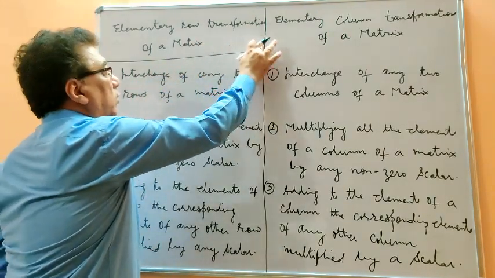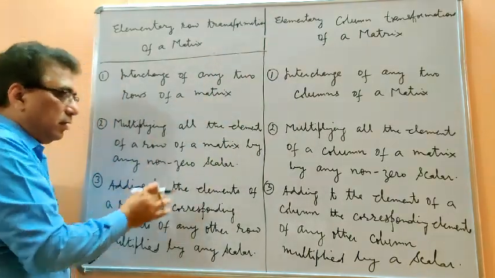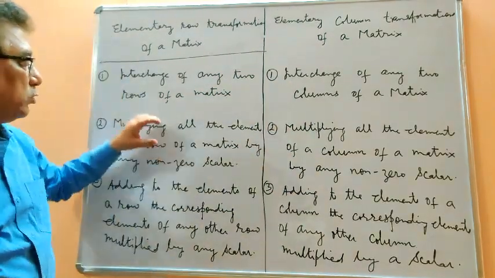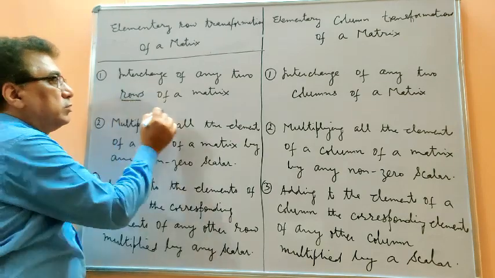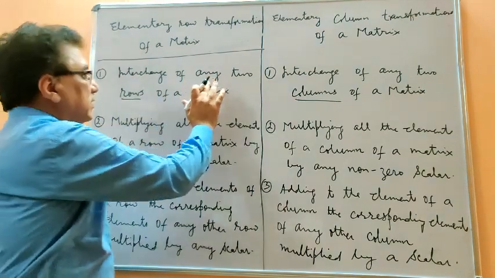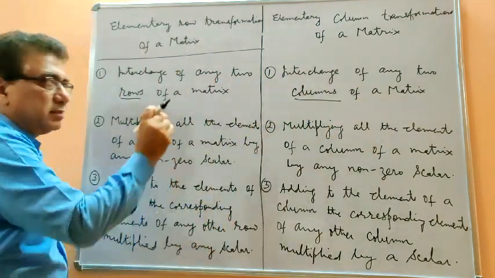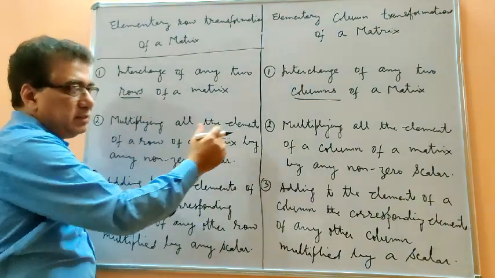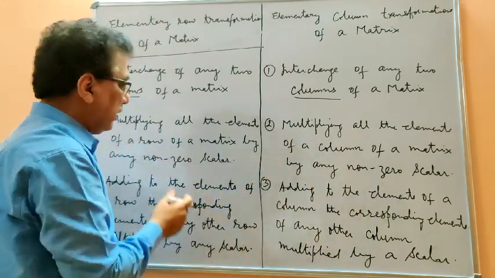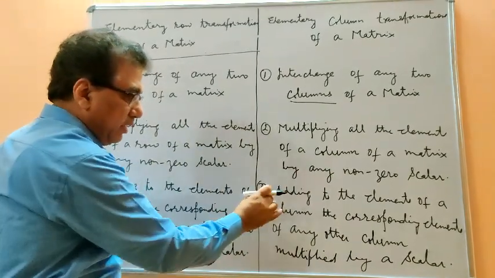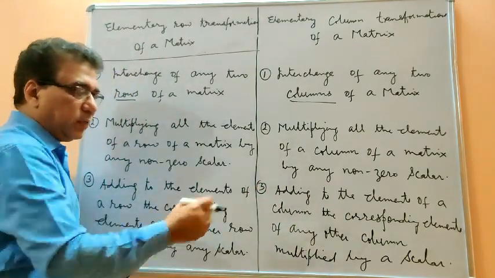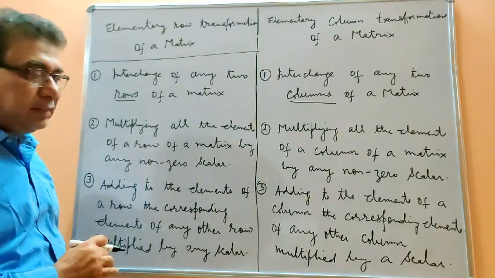Now similar operations apply to columns also. I have simply replaced the word row by column, as you can see. Other things are the same. Interchange of any two columns of a matrix is the first type of column transformation. Second, multiplying all the elements of a column of a matrix by any non-zero scalar. Third is again like this one: adding to the elements of a column the corresponding elements of any other column multiplied by a scalar.